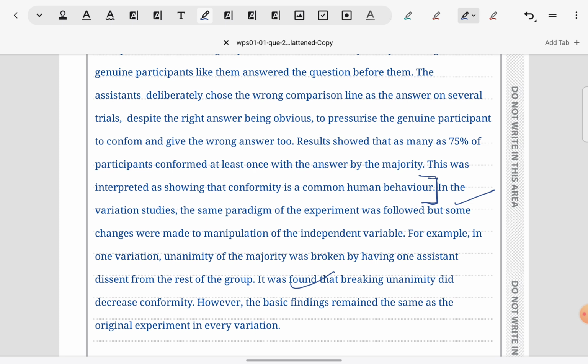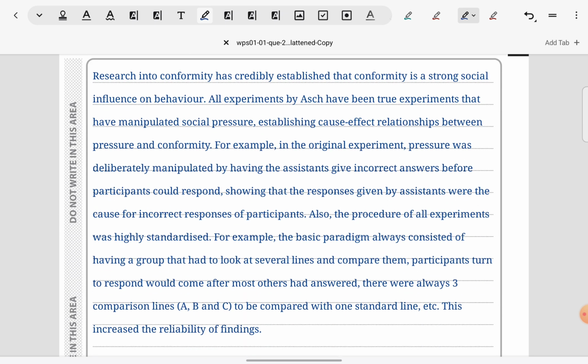I mentioned there are many variations. What is the purpose in finding the same answer in each? The paradigm is the same in each. But to illustrate, I've given only one example, which is of unanimity of majority. Okay, so that is how I've covered AO1. If you want, to condense this section, you can cover only Asch's original experiment. But for illustration purposes, various ways in which you can answer, I have also discussed variation.